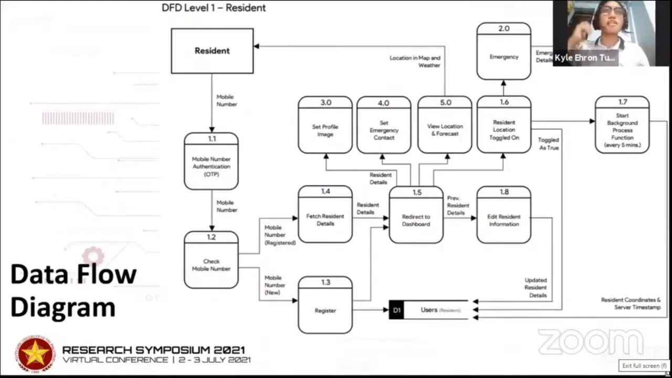Ito po yung DFD level 1 for resident. So, magsisimula sa resident. Bali, yung mobile number, pag nakuha na yung OTP, i-check yung mobile number niya. Kung new yung mobile number, masasave muna siya sa user. Tapos, kung registered na siya, i-fetch yung details ng resident, tapos mariredirect siya sa dashboard. Sa dashboard, pwede siyang mag-edit ng information para ma-store uli sa users.